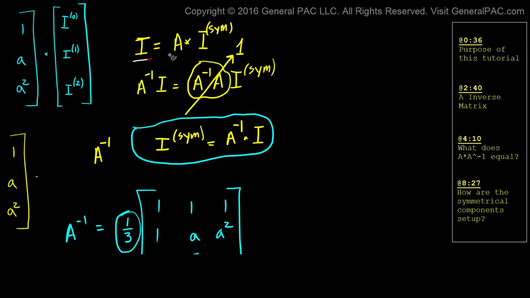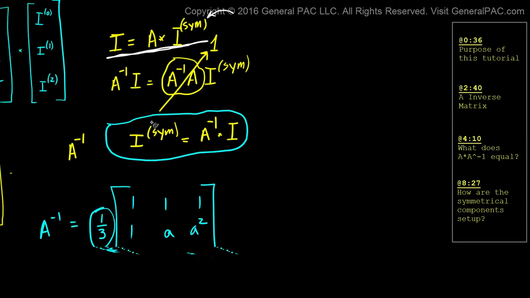So if we have this equation that's defining the symmetrical component breakdown, where the system phasor is equal to A times the symmetrical component, well, if we wanted to solve for the symmetrical component, we can just multiply both sides of the equation by A inverse. And when we do that, A inverse times A just equals 1, which means that the symmetrical component is simply equal to A inverse times the system phasors, right? And so here is what we get.